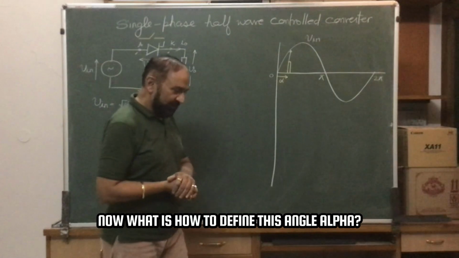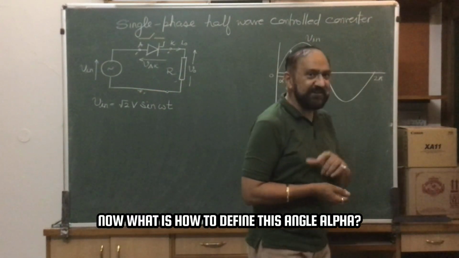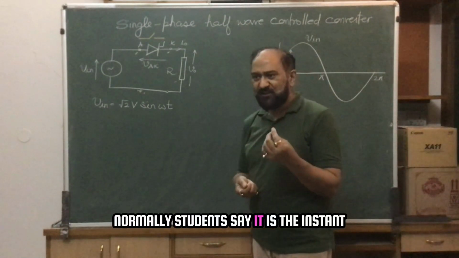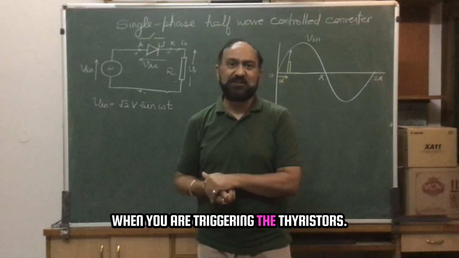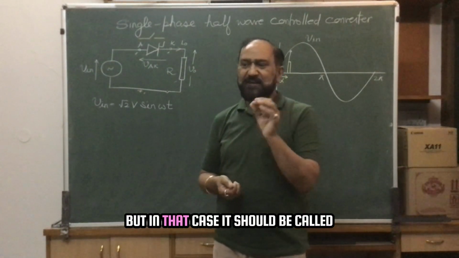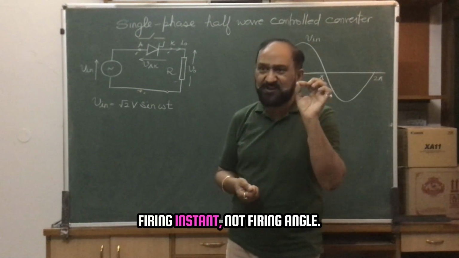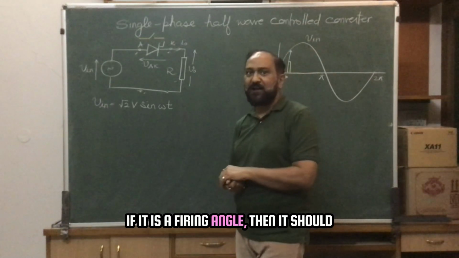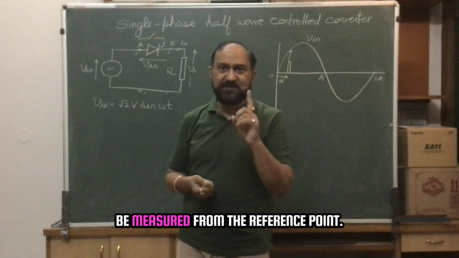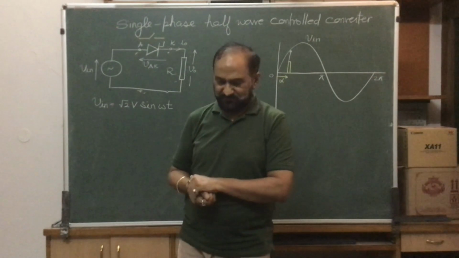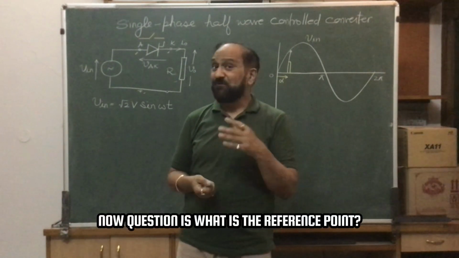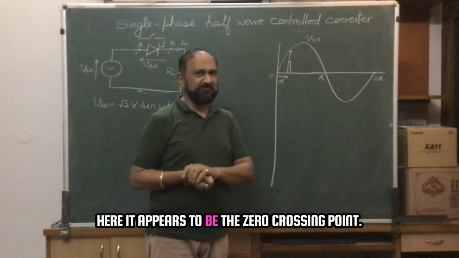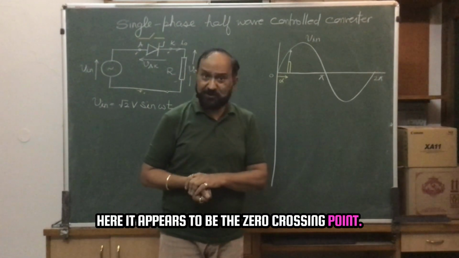Now, how to define this angle alpha? Normally students say it is the instant when you are triggering the thyristor, but in that case it should be called firing instant, not firing angle. If it is a firing angle, then it should be measured from a reference point. Now the question is, what is the reference point? Here it appears to be the zero crossing point.